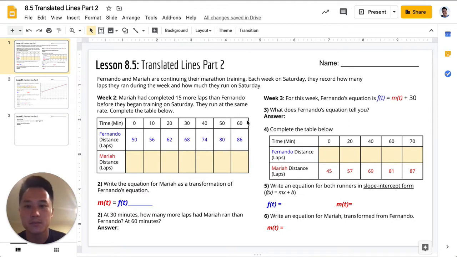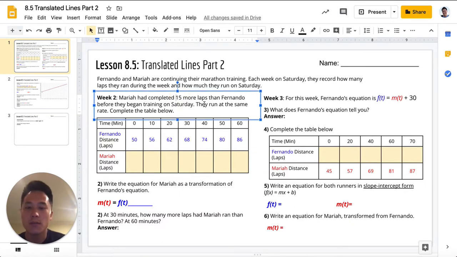In this lesson, we have the same two runners, Fernando and Mariah, and they are tracking their laps at different time intervals. Let's take a look at week 2. In week 2, it's telling us that Mariah had completed 15 more laps than Fernando, and they run at the same rate. So the key piece here is it's 15 more laps than whatever he has.